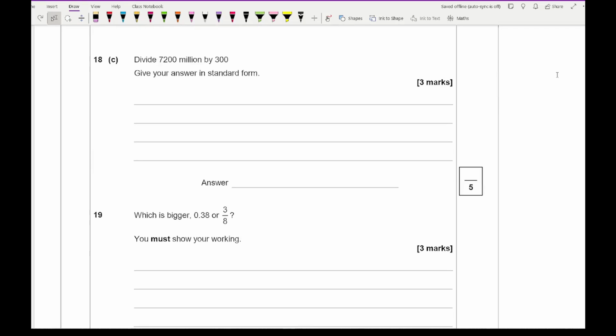Then moving on to 18c, it says divide 7,200,000,000 by 300. Give your answer in standard form. So this number in standard form is going to be 7,200 times 10 to the power of 6. Now, millions has 6 zeros, so I'm going to write 7,200, and then 6 zeros. Then we're going to divide that by 300.